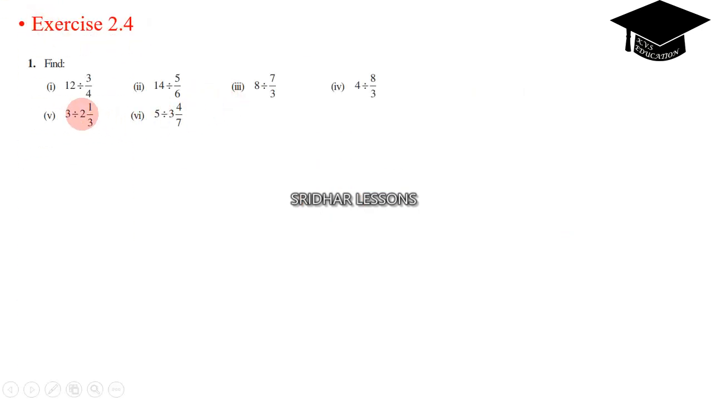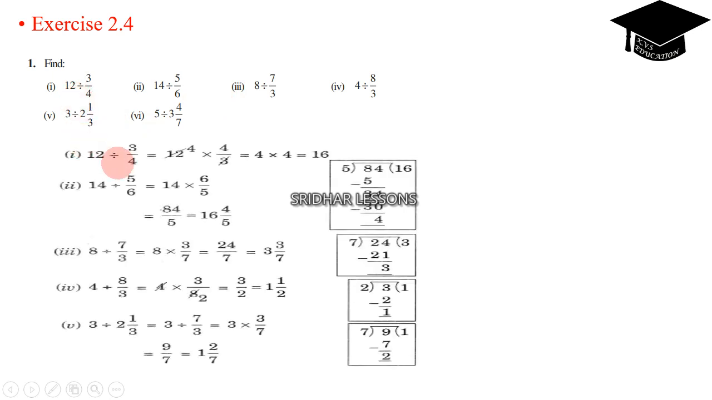Next, exercise 2.4. Find these. 12 divided by 3 by 4 can be written as 12 into 4 by 3. 3 cancels 12 4 times. So 4 into 4 is equal to 16.